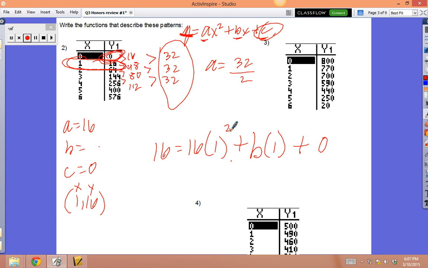So now I'm going to do my 1 squared. 1 times b is just b. 1 squared times 16 is just 16. So now b plus 16 equals 16. So I know b's got to be 0. Minus 16, minus 16, b is 0. So if b is 0 and c is 0, my equation is y equals 16x squared.